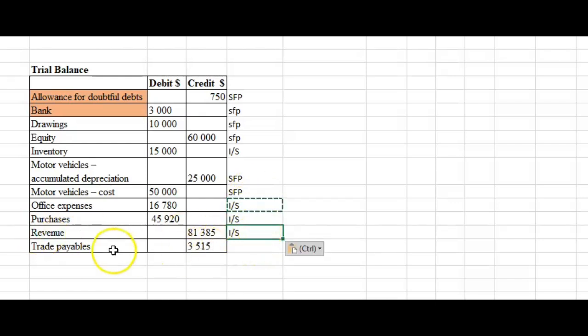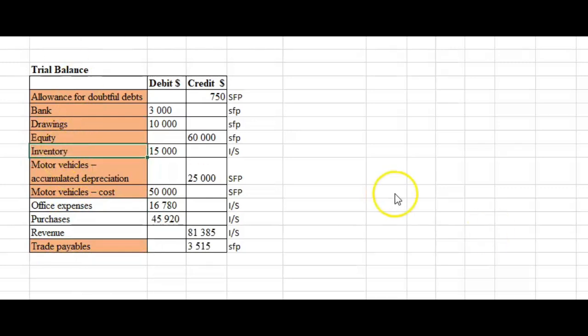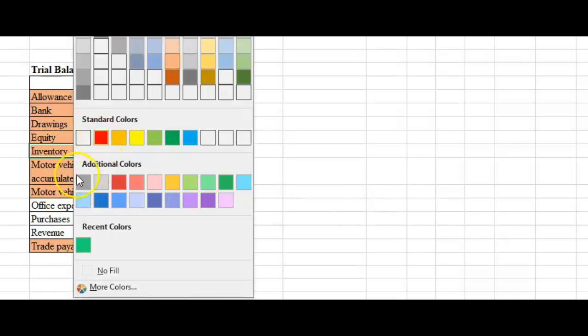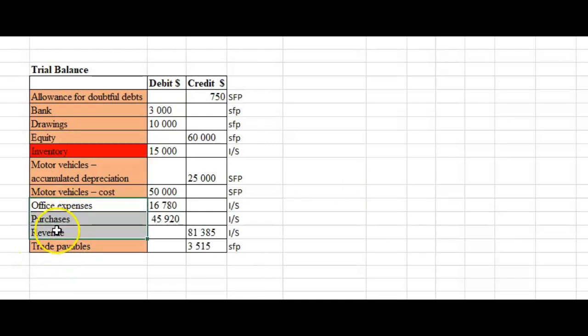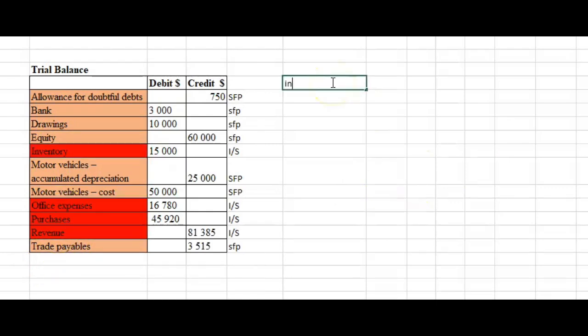Office expenses, purchases, and revenue appear in the income statement. Trade payables are liabilities that are shown in the statement of financial position. Understanding where each account belongs is essential for correctly preparing financial statements and for scoring well in your Edexcel IGCSE exams. Now we move on to the preparation of financial statements.